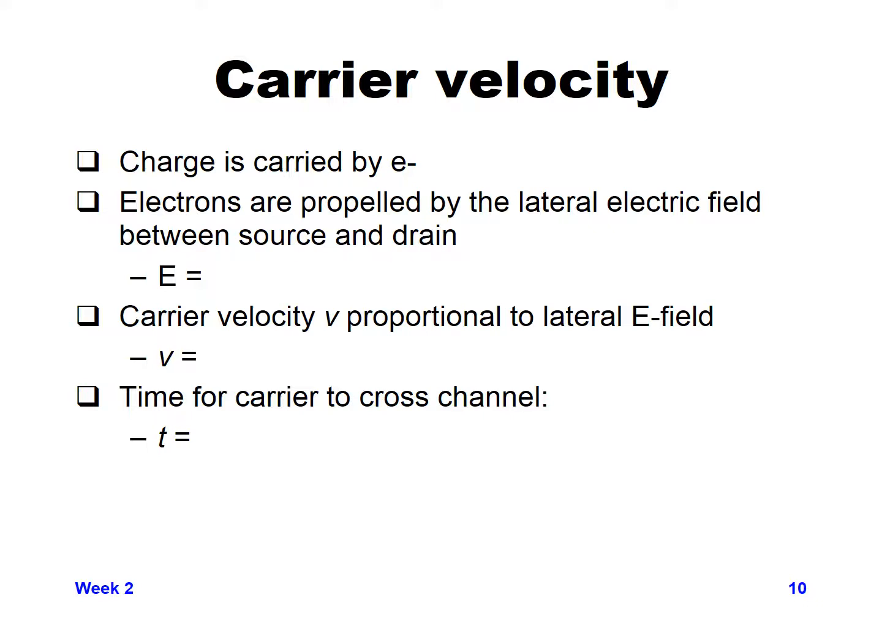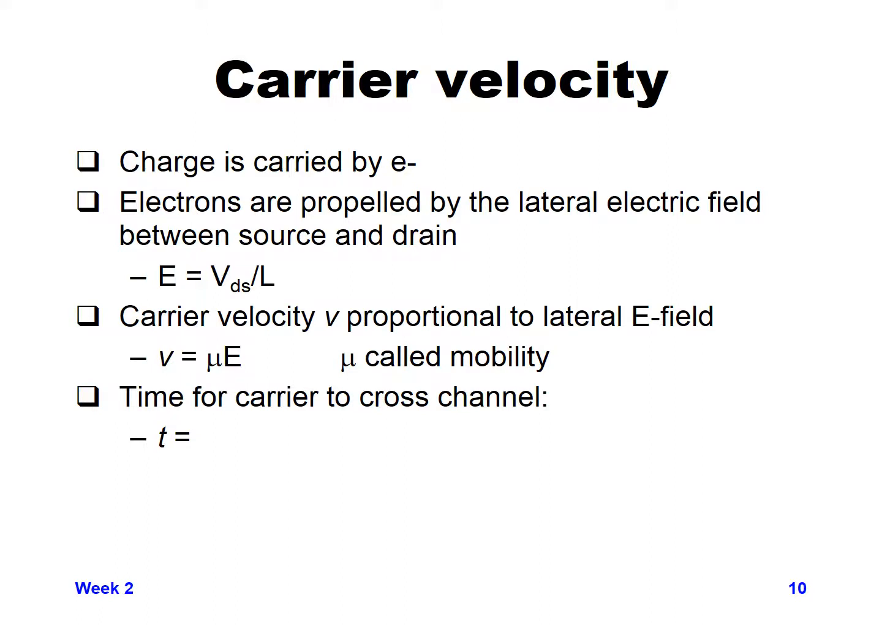The amount of current going through a transistor depends on the charge under the gate, which we talked about in the previous slide, and also the carrier velocity, so how fast the charge is moving. For an NMOS device, the charge is carried by electrons. Electrons are propelled by the electric field between the source and the drain. This electric field is the voltage between the source and drain, VDS, divided by the length of the channel. The carrier velocity is proportional to the lateral electric field, so velocity V is equal to the electric field times the mobility of the carriers, in this case the mobility of the electrons.